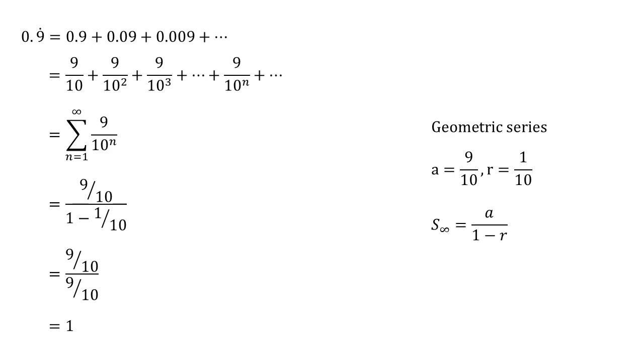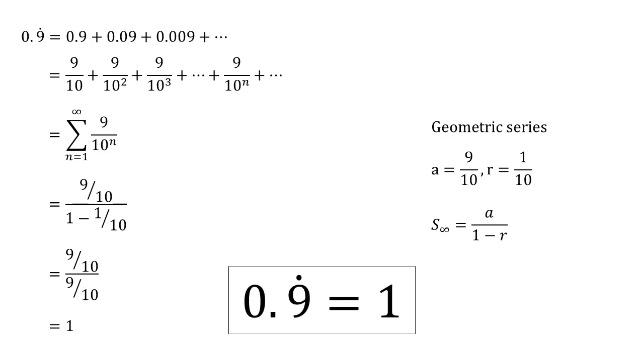So we've just shown that 0.9 recurring is actually equal to 1. They are the same thing.